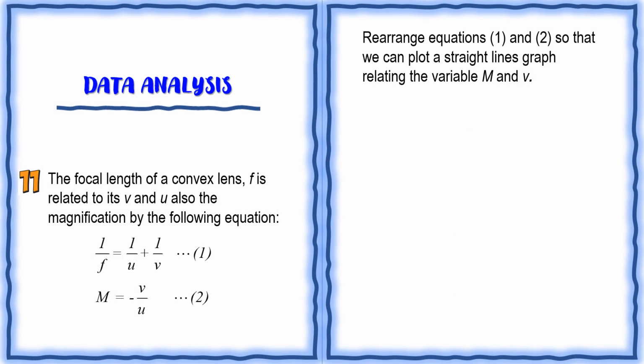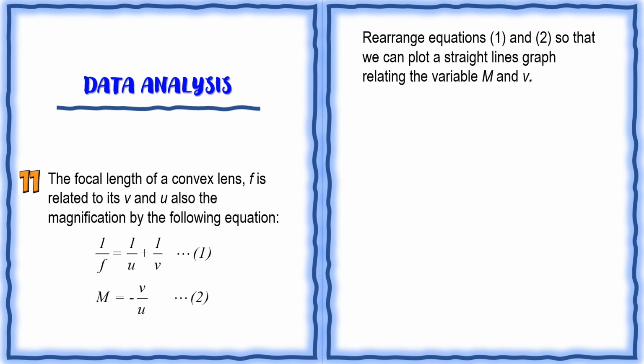The third part of the pre-lab module discussion is the data analysis. Referring to question 11, the focal length of a convex lens f is related to its v and u, and also the magnification, by the following equations. Equation 1: 1 over f is equal to 1 over u plus 1 over v, and equation 2: m is equal to negative v over u.